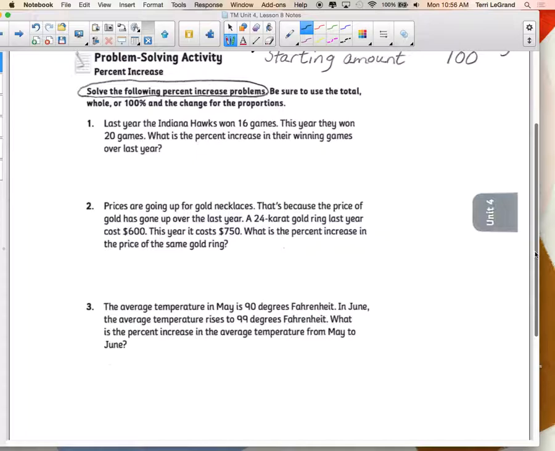That was last year, right? Last year they won 16 games. Sammy? This year they won 20 games, so that's important. Anything else? What do we need to find? Let's circle that. What do we need to find? Right there, percent increase.